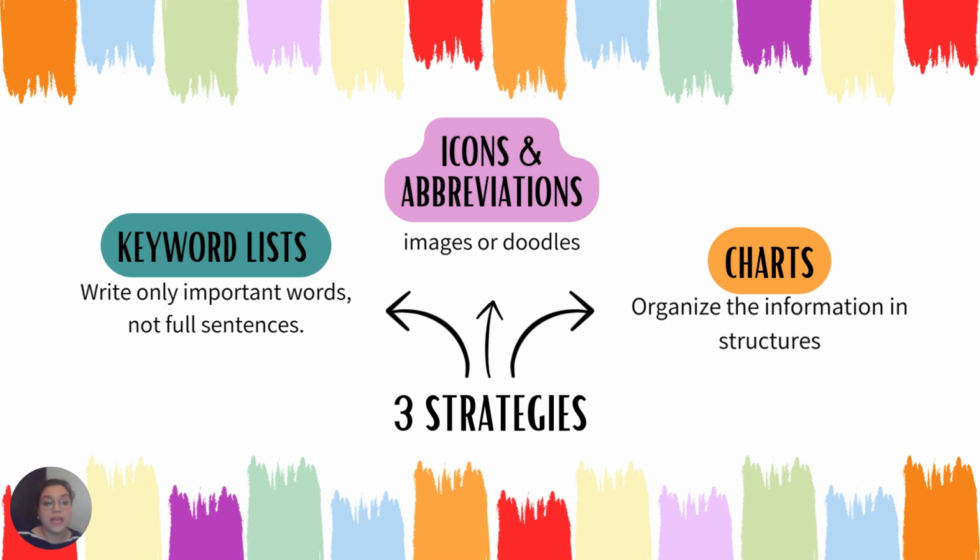Now, the first one, keywords list. Just as a short explanation, write only important words, not full sentences. Icons and abbreviations, images or doodles. And we have a third one, charts. Organize information in specific structures. Now, of course, I have all the explanation to give you, but I want you to watch a video with me right now to also help your understanding of these with a different perspective. So, everybody, let's please watch the video.